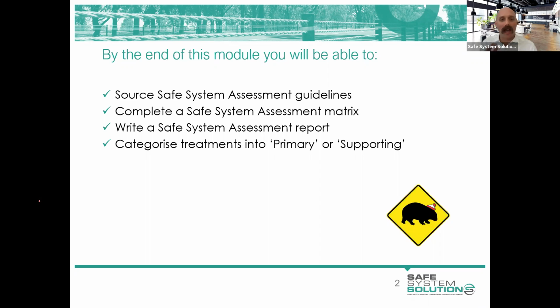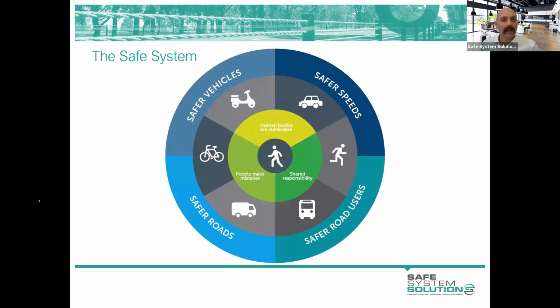And then show you how to write up that safe system assessment report and how to categorize any treatment ideas that you're putting into this report into primary or supporting treatments. Remember to count your wallies. That will be one of the questions at the end of this module.